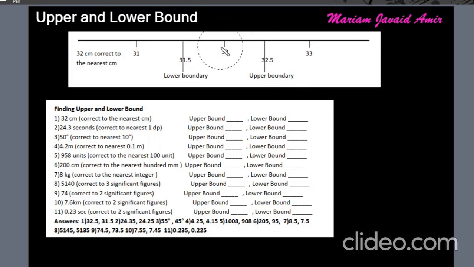Largest value, just a second please. Alright, excuse me for that.